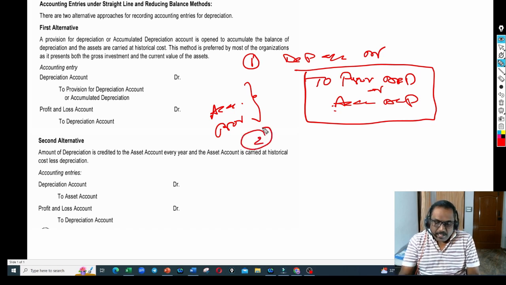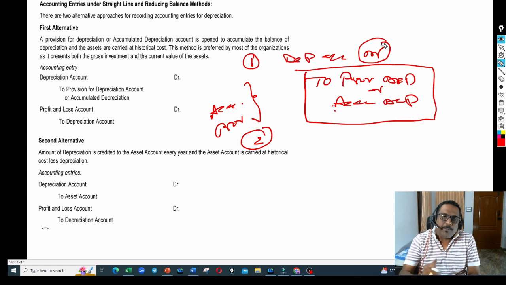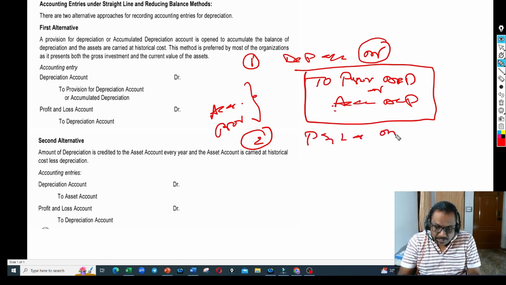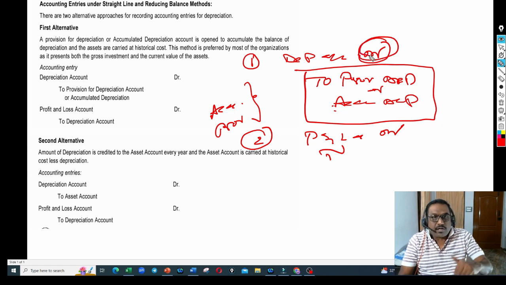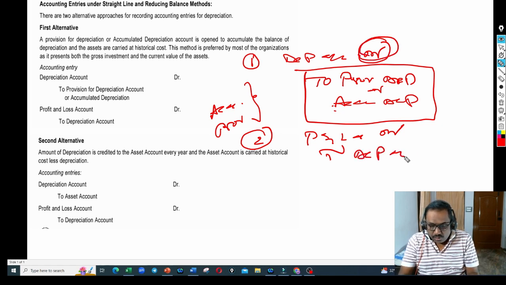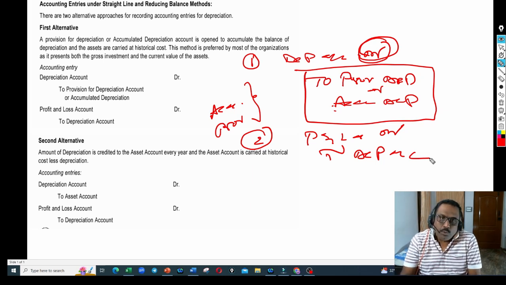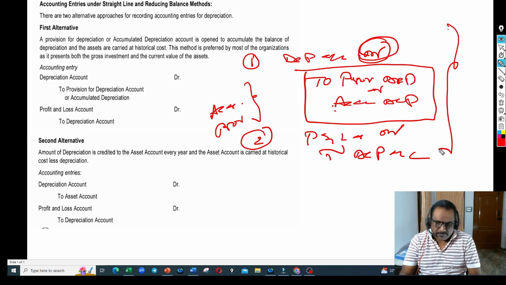Next, what do we do? As soon as the depreciation account is debited, this has to be transferred to the profit and loss account of that particular year. Where do we show this depreciation amount in the profit and loss account? Since it is a loss, you need to debit the profit and loss account. So profit and loss account debit to depreciation account. Depreciation is already debited; you are transferring it, so you have to credit it. These are the two journal entries we need to post. This is one way of accounting for depreciation.